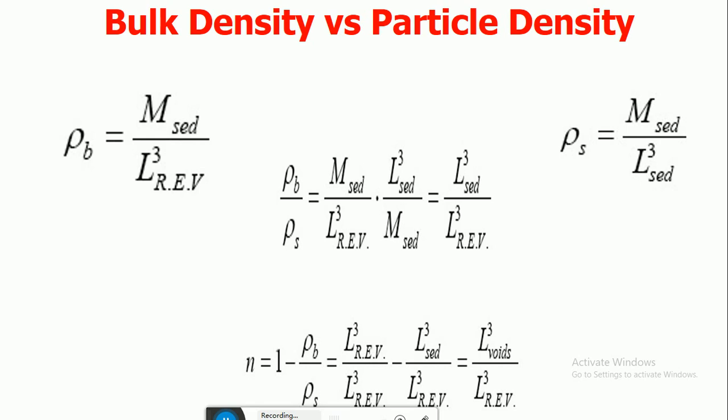And the simple formula to obtain the porosity, n, in terms of the particle density and bulk density, is the volume of the voids to the representative elementary volume. And this method is called the gravimetric method. It's a very famous method to know the bulk porosity of a rock.